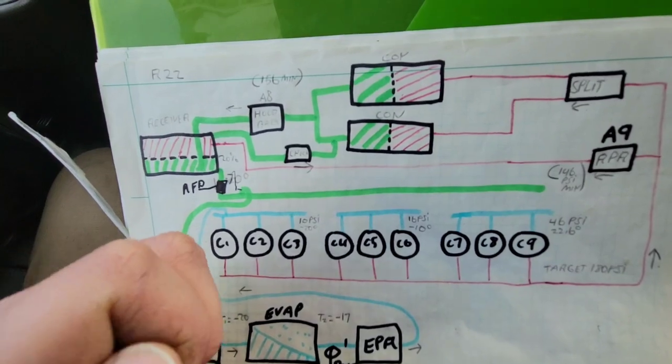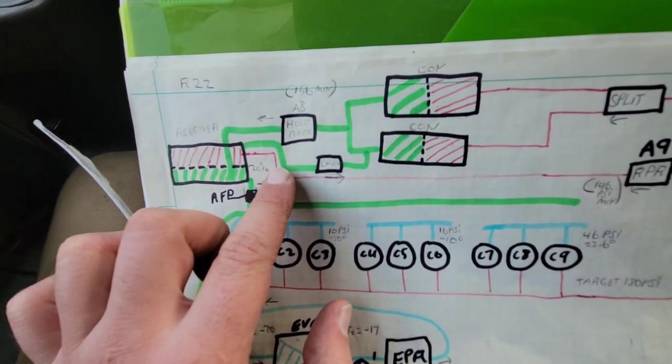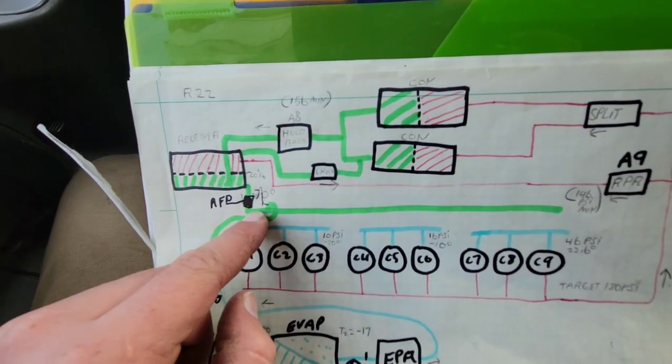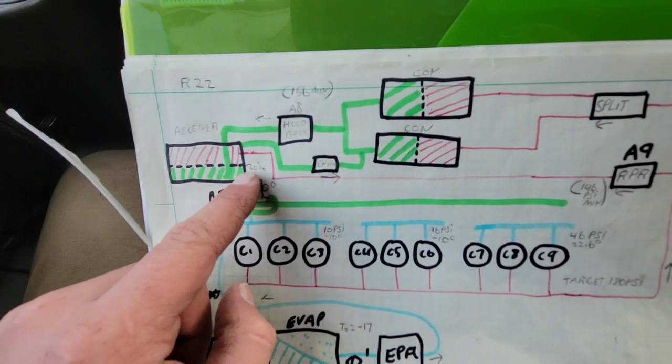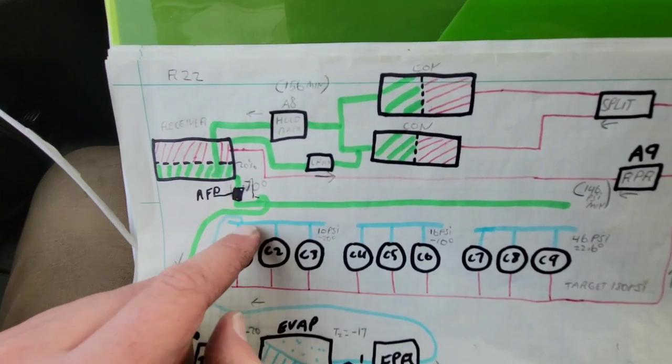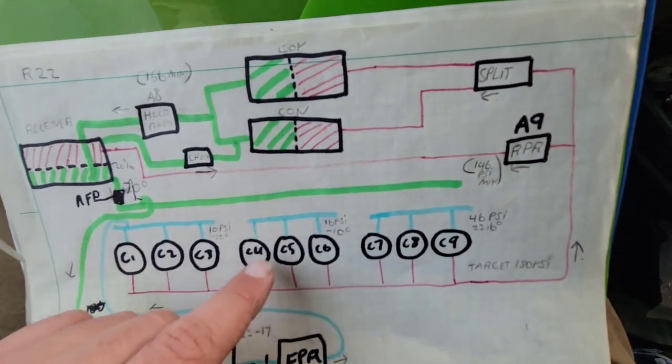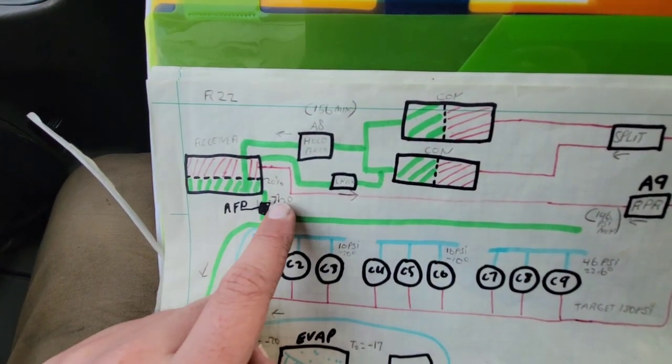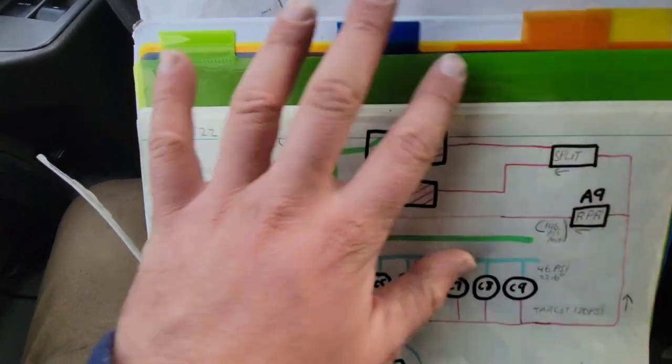But now, if your receiver level is 20%, your sight glass is clear, and you have no pressure differential across your filter dryer, you know that, okay, my pressures are right, my refrigerant level is right. So now all of this is greenlit.